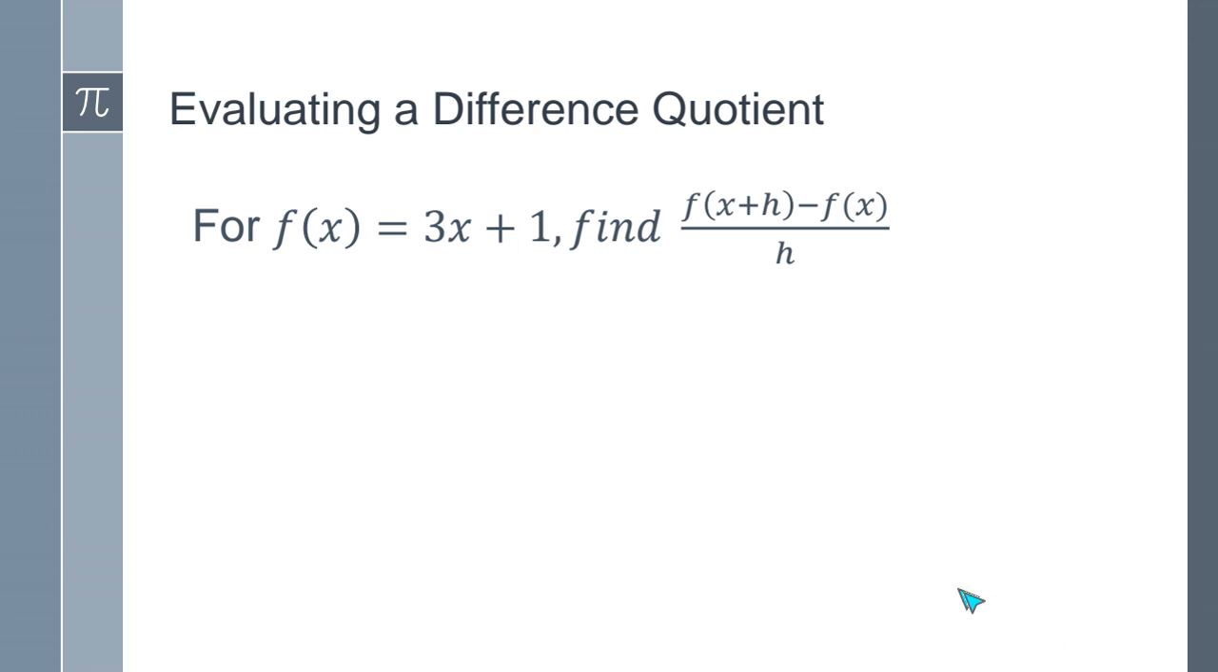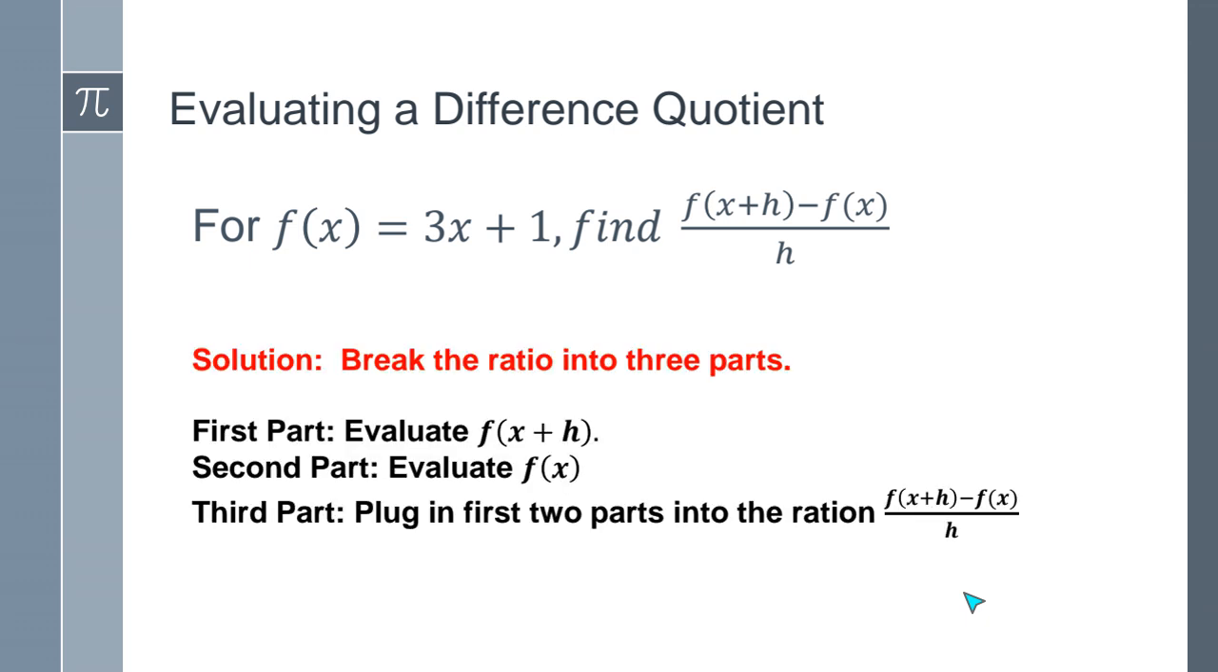For f of x equals 3x plus 1, find the difference quotient, right? So they give you the function, and that's what I'm going to do. Okay, so let's go ahead and do it. I like to do it in pieces, okay? Break it into three parts, all right?